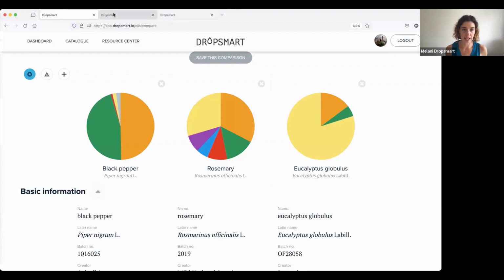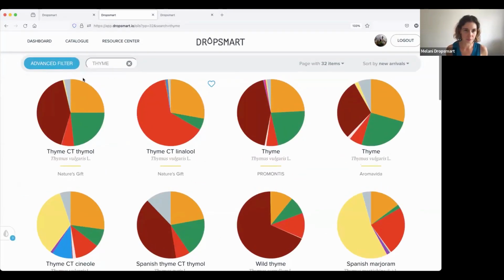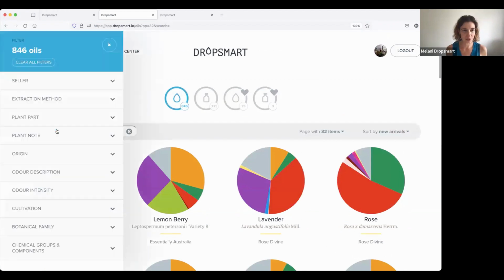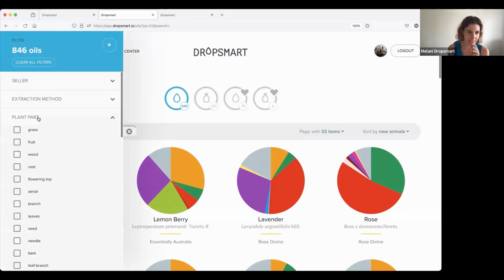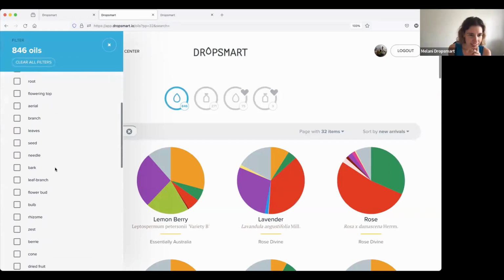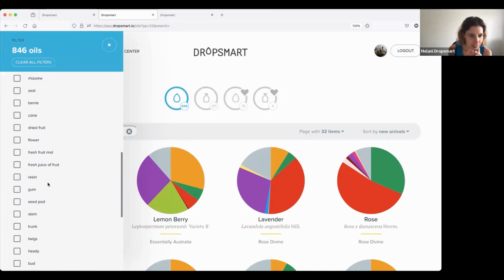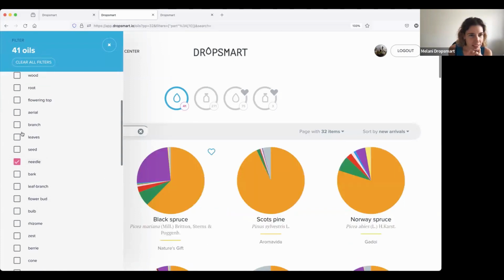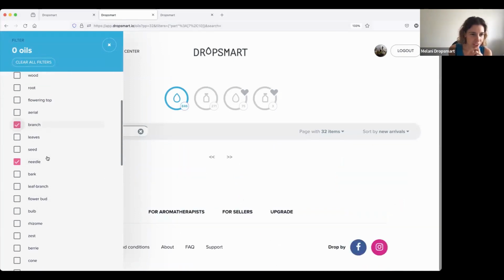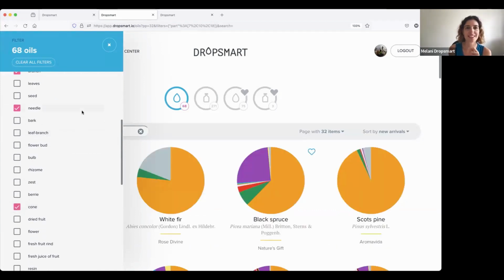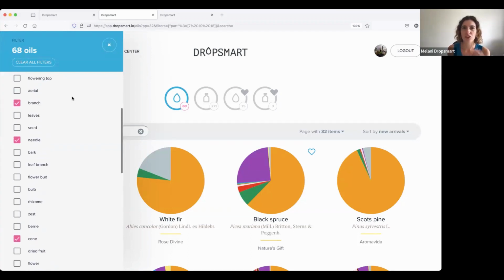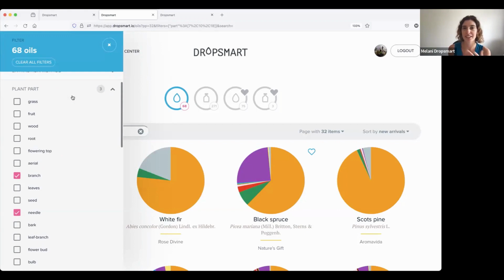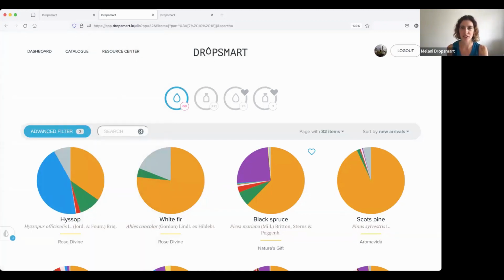And then conifers, I really want to show you this one. The easiest way to do it is to filter through plant part. You just click needles. Where is it? Needles. And sometimes branches, and sometimes you have the cone. So this is the easiest way to look for conifers: you look at which part is distilled. Sometimes that's the fastest way to find what you're searching for. You might want to search for roots, and then it's easier to just look at the plant part than writing it in the search filter.